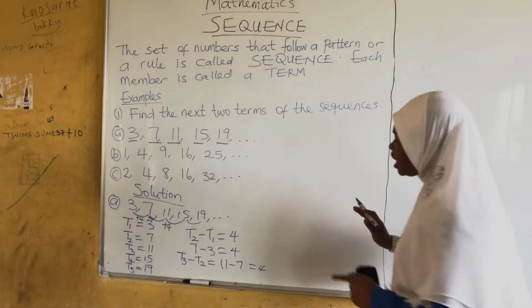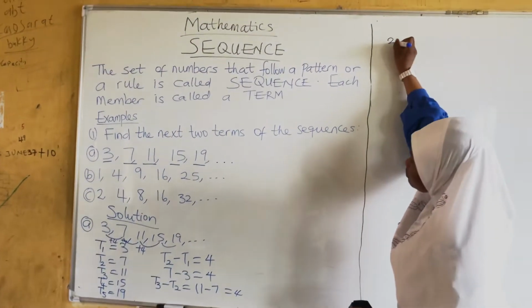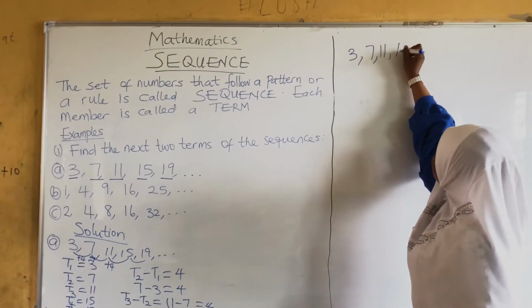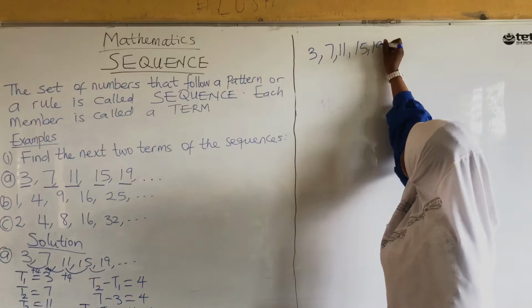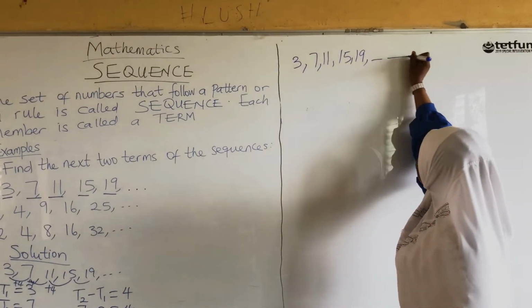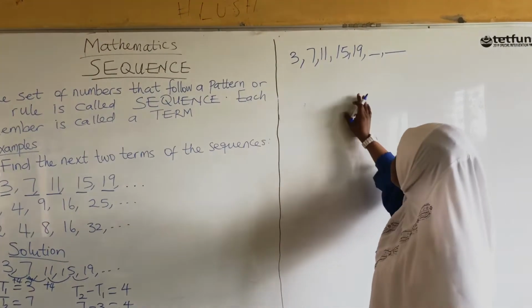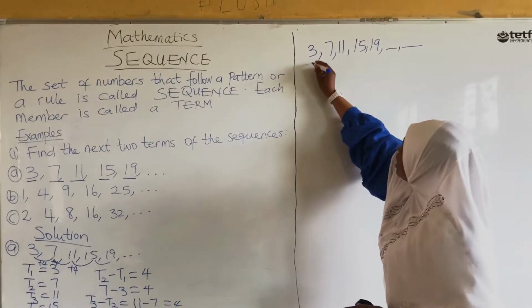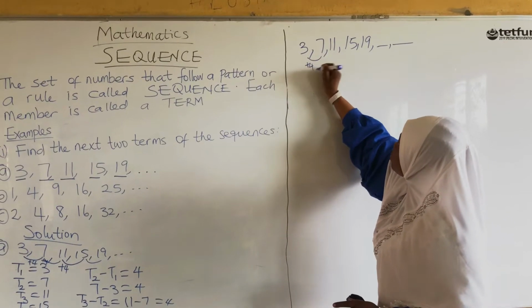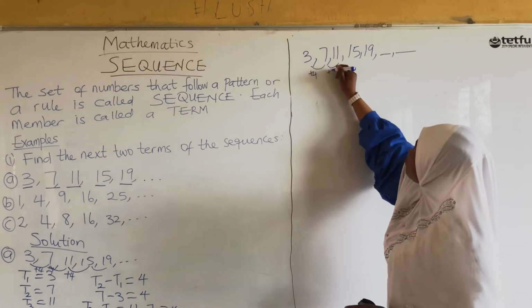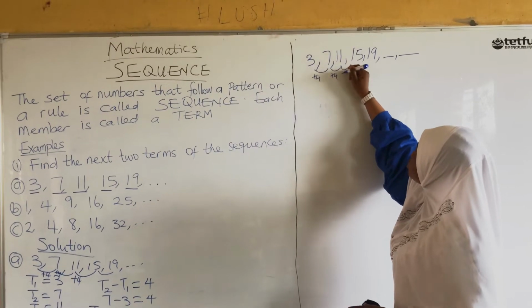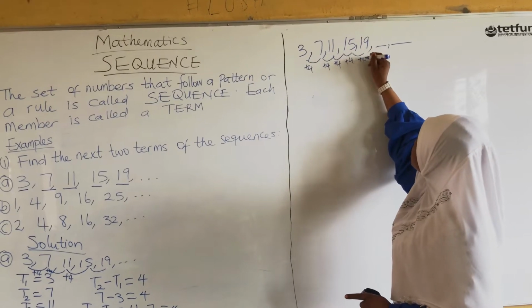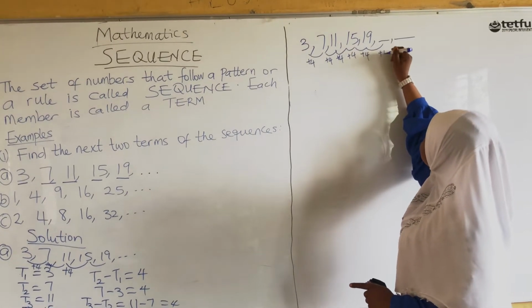To find the next terms, you can say that the first term is 3, followed by the second, followed by the third, followed by the fourth, followed by the fifth. The next ones are what we want to find now, the two terms after all these. We have added 4 to the first term to give us the second term. We added 4 to this one also, and to this one, and to this one, then you add 4 to this one to give you the next.